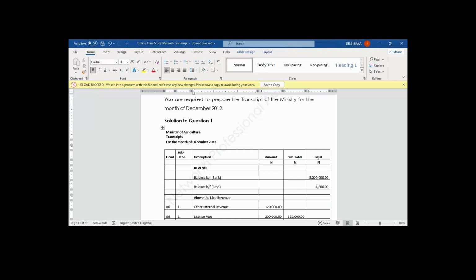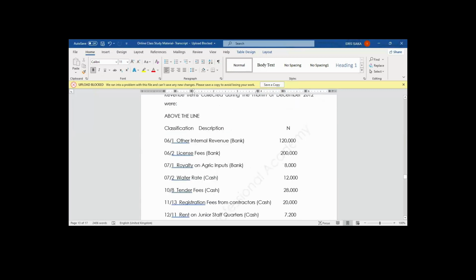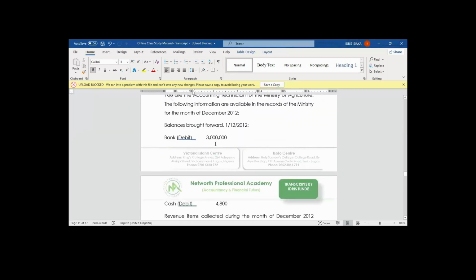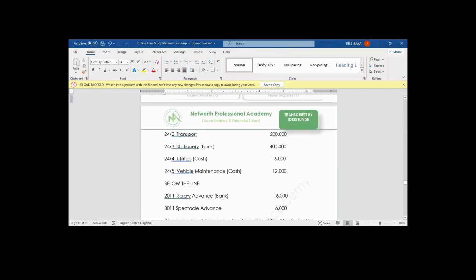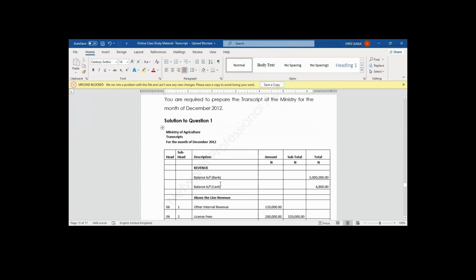Revenue. Now, we will start with revenue, our receipts. The opening cash balance that we have, bank 3 million, cash 4,800, we have to put that one first. That will be balance brought forward. You put them under the total, because they are debits. That is the reason why we recognize them under revenue.